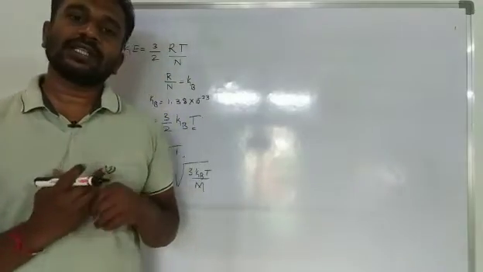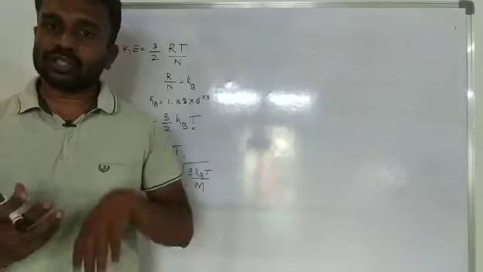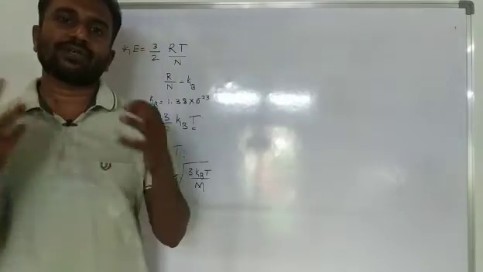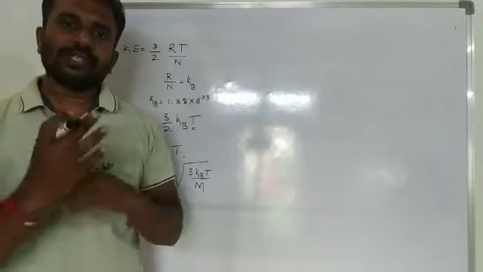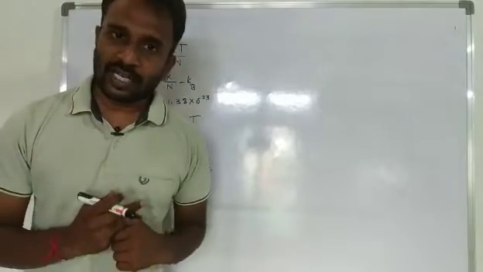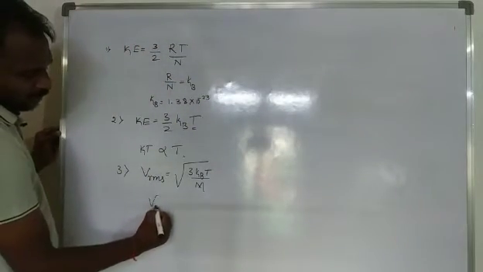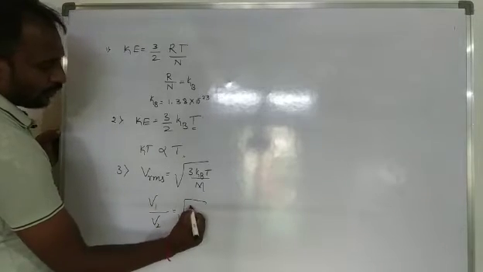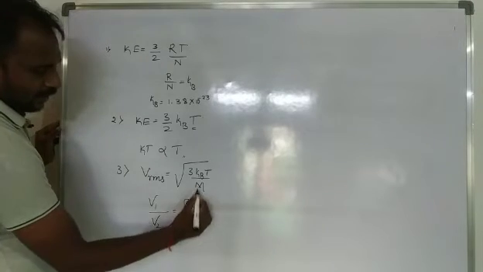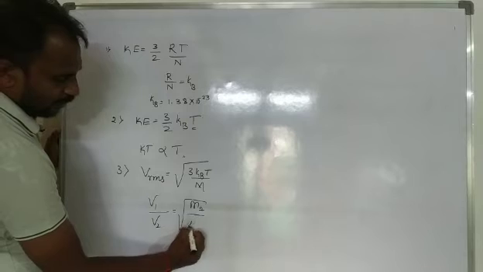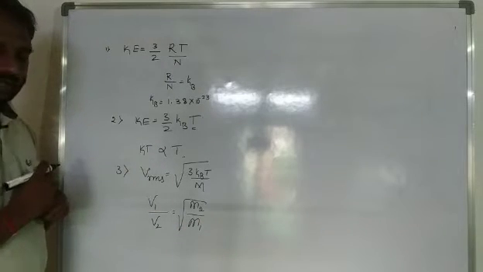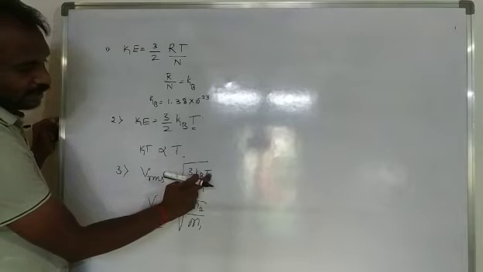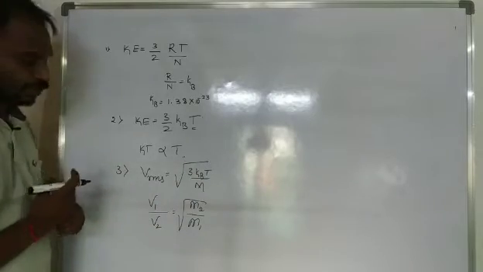For example, consider different gases such as hydrogen, oxygen, and nitrogen. We have to find the ratio of RMS velocities. The RMS velocity for one gas divided by the RMS velocity for the second gas is equal to the whole root of the mass of the second gas divided by the mass of the first gas.